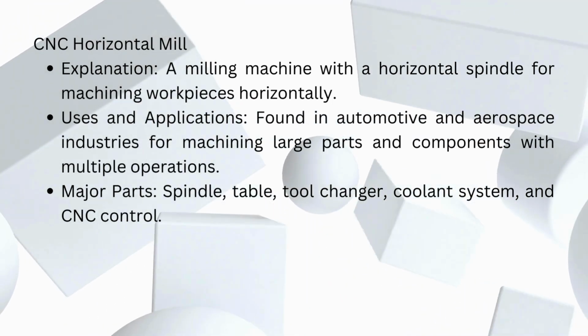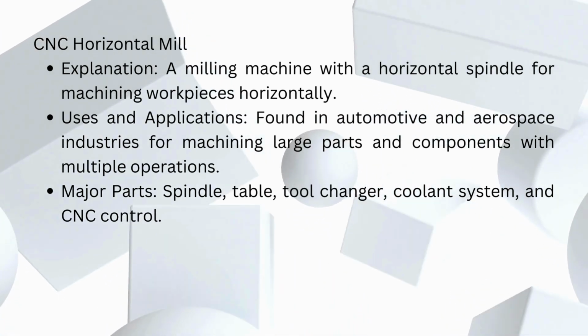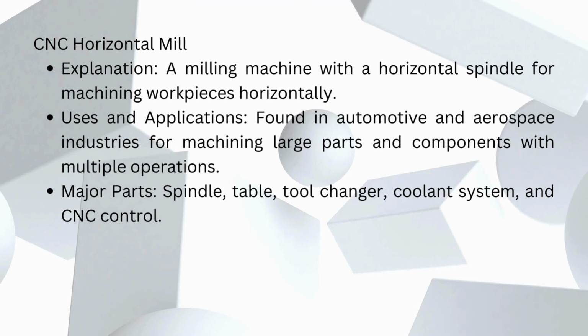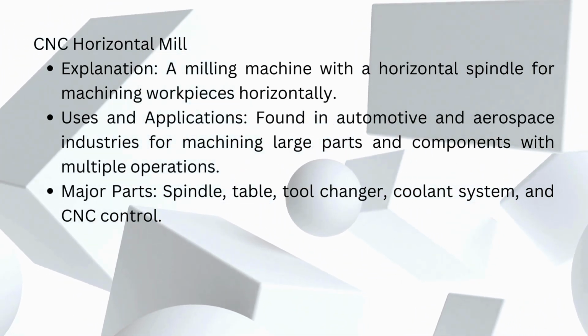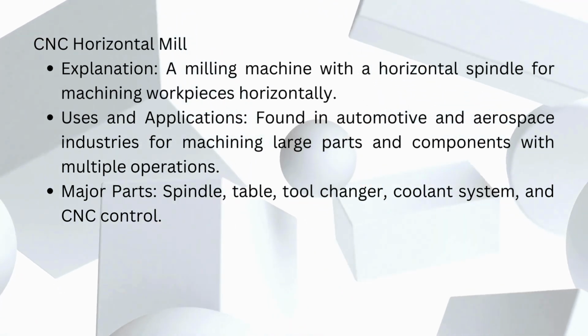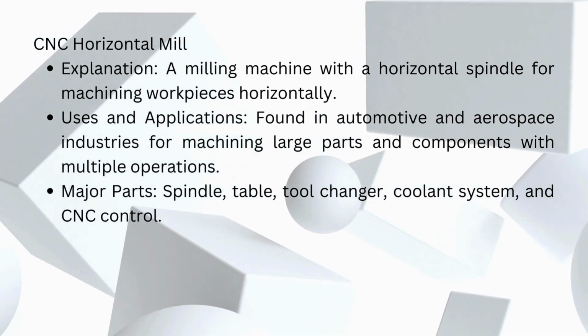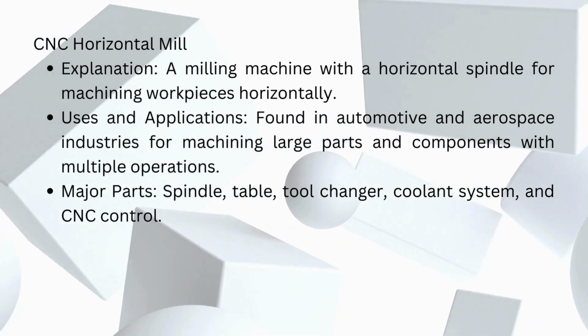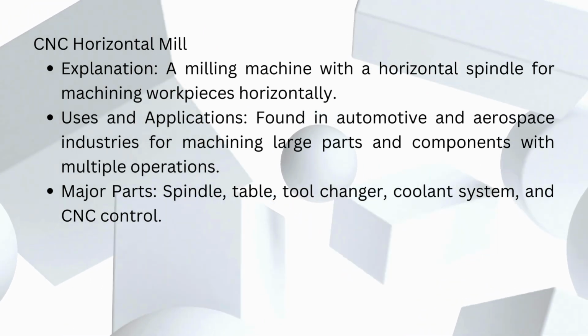CNC knee mill. Explanation: a milling machine with a vertically adjustable knee for precise control during machining operations. Uses and applications: used in prototyping and general machining for milling components and parts with precise contours and profiles. Major parts: spindle, knee, table, tool changer, coolant system, and CNC control.